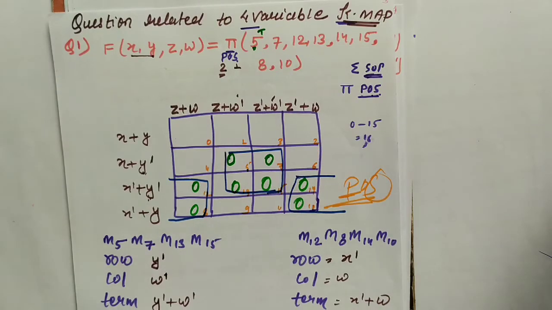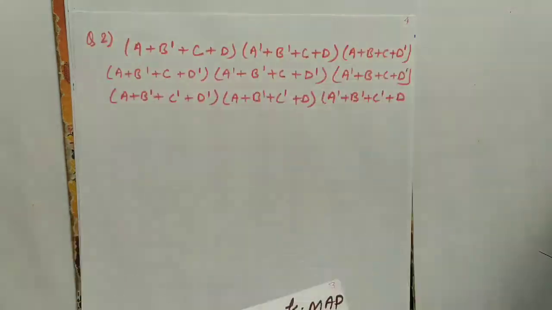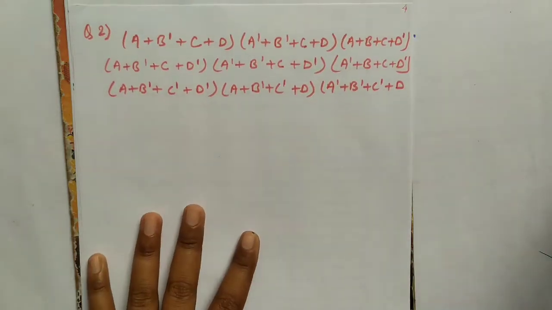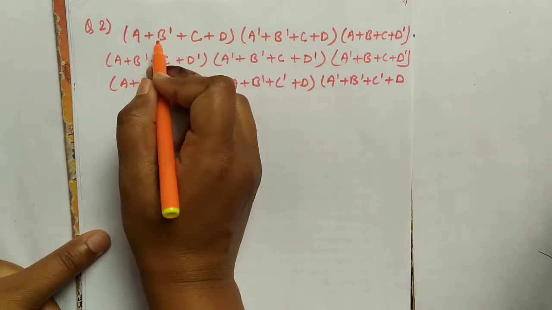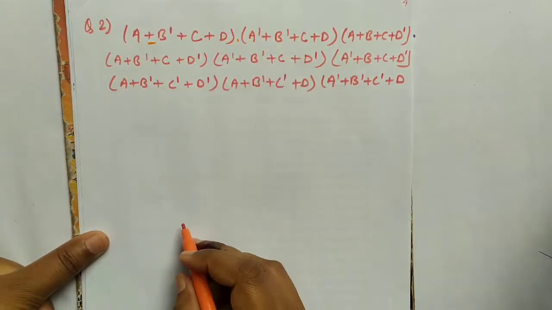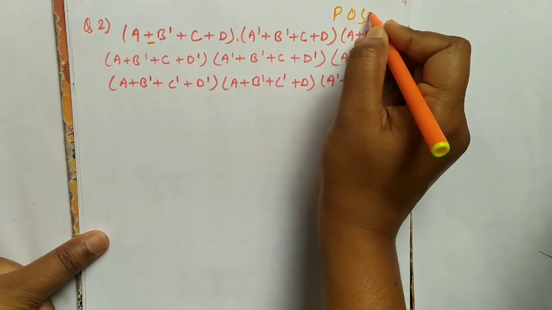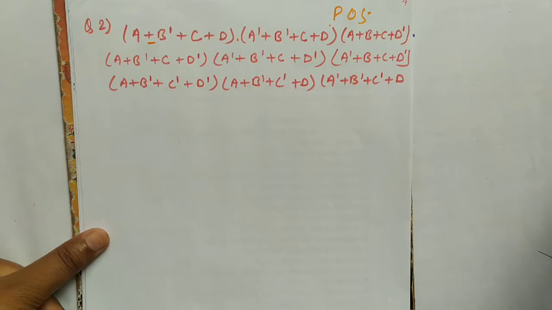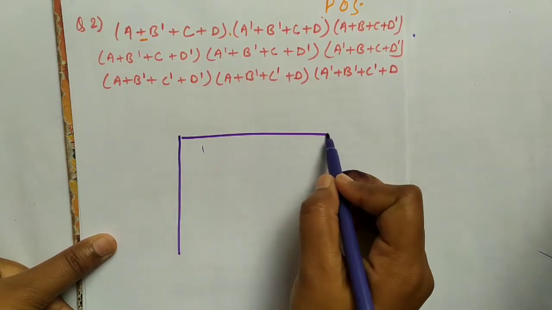Now let's see the next question related to the POS. Here is one question related to the POS. We can easily see that this is a question of POS because firstly we do a sum, after that a product. So it is the POS. So let's design the K-map for the variables here also.